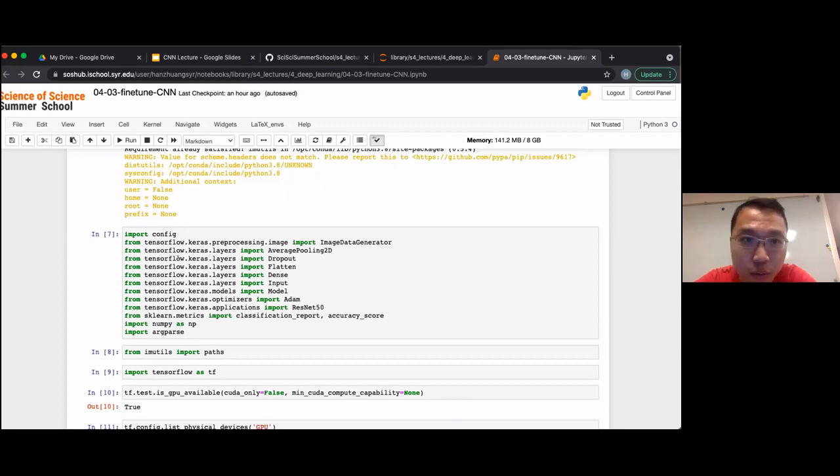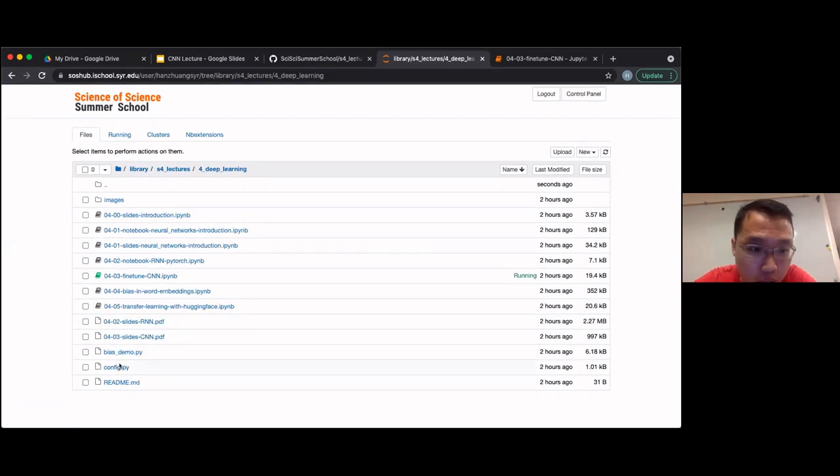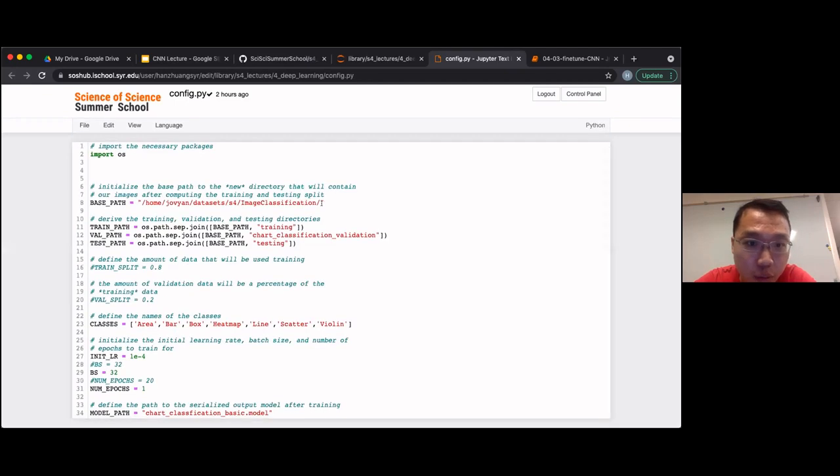we load the packages. One thing is that we have this config file. It specifies some parameters like where the data is located. All the images are located in this folder, and we split them into training, validation, and test. Then we specify how many classes we have in the data, the batch size, meaning how much data you feed in at once, how many epochs you want to train the model, and the learning rate and initial learning rate. And this is where you want to save the model. I just save it in the same directory as the code, and you can modify it if you want to save it anywhere else, and also change the batch size and the epochs.